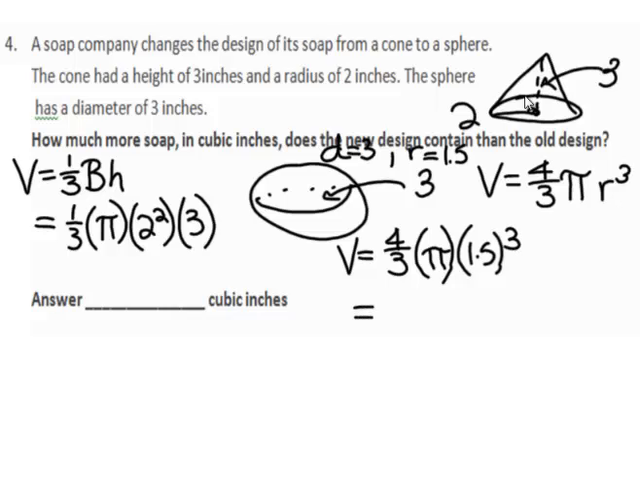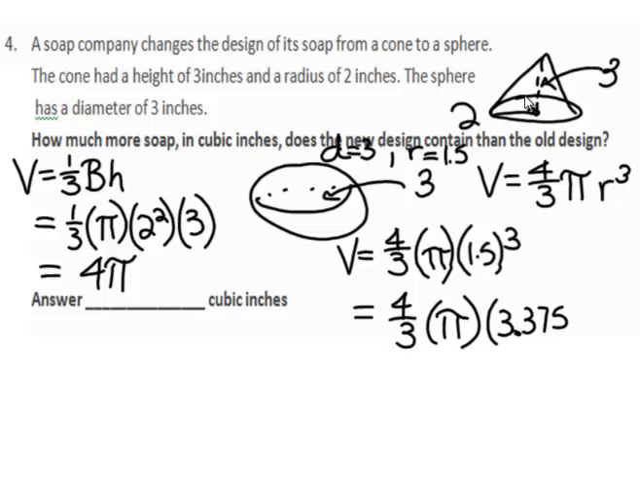Okay? So the first thing that I'm going to do is solve these. Let's see, 2 squared is 4 times 3 is 12, divided by 3 is 4. So the volume of the cone is 4 pi. The volume of the sphere, I need to figure out what 1.5 to the 3rd power is. So 1.5 to the 3rd power is 3.375. Okay. So this is what I'm going to do. I'm going to divide this by 3 and then take that answer and multiply it by 4. And when I do that, I come up with 4.5 pi.